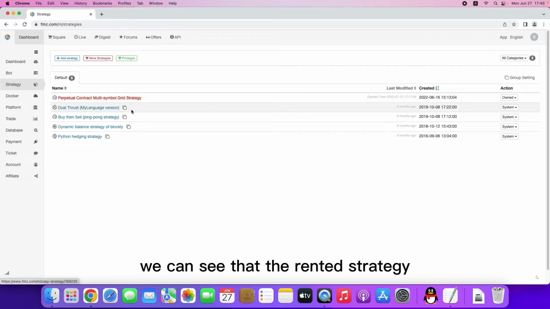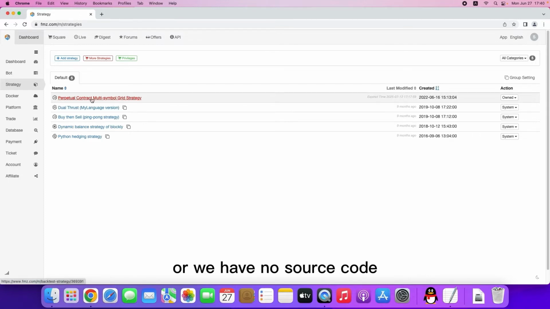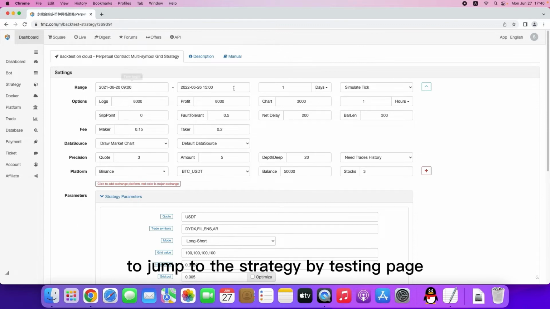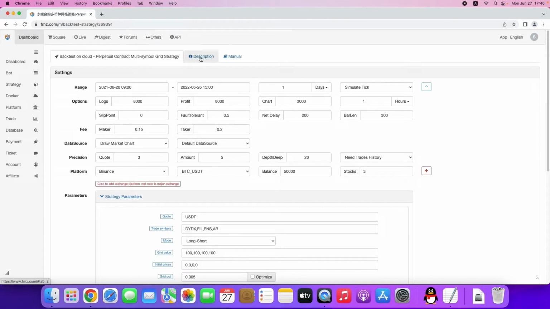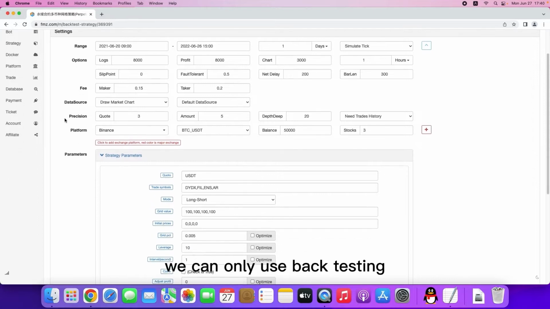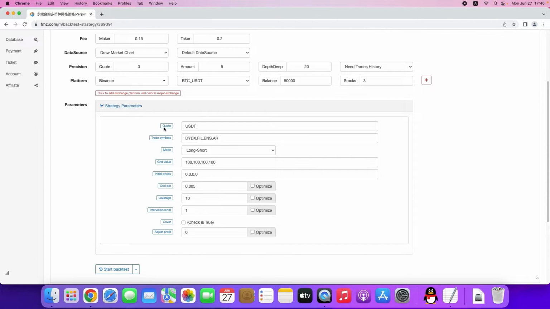We can see that the rented strategy will be shown in red, which means it is not the strategy developed by our own, or we have no source code of the strategy. Then we click on the strategy name to jump to the strategy backtesting page. Of course, we can see the strategy code on this page. We can only use backtesting, read the profile and manual of this strategy.